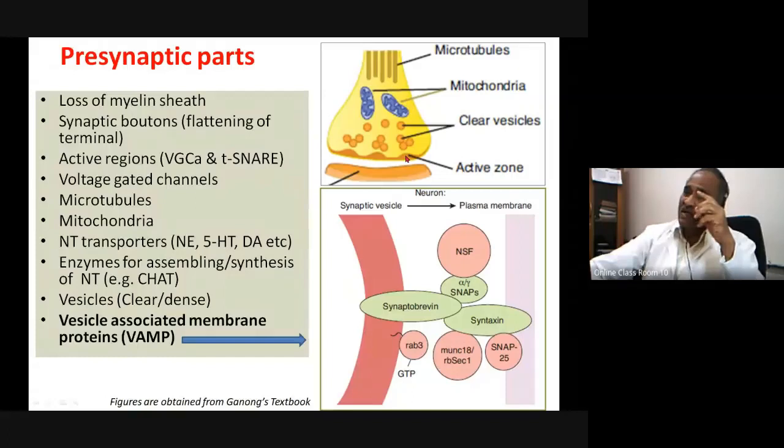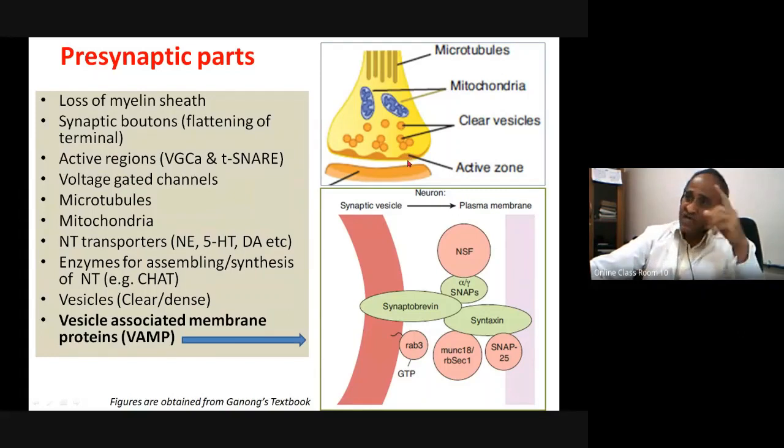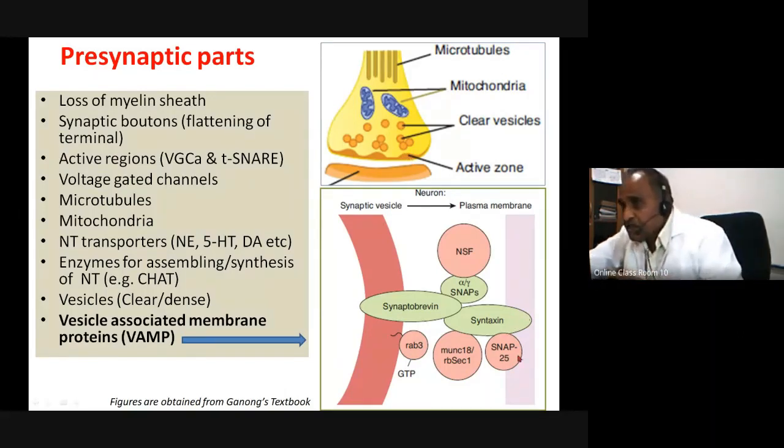There is a high density of voltage-gated calcium channels out there. So this is one, and another protein is the protein which is necessary to hold on to these vesicles. So these are t-SNARE proteins. I will talk about t-SNARE proteins. If you are looking at here, this is the synaptic vesicle there, and this is the membrane.